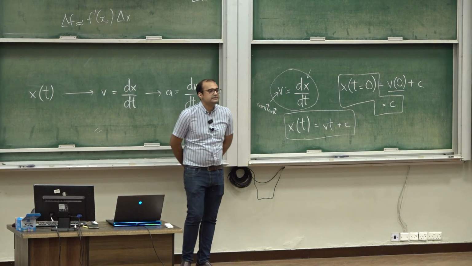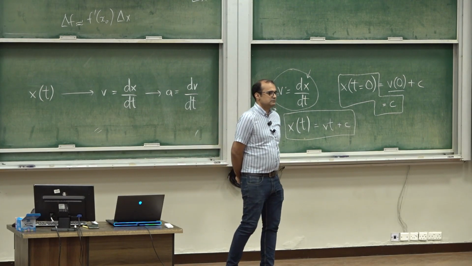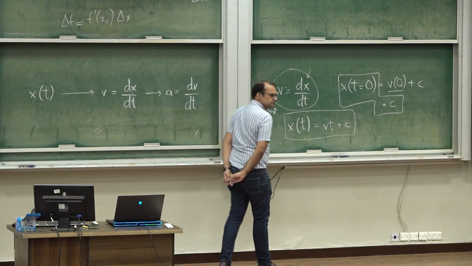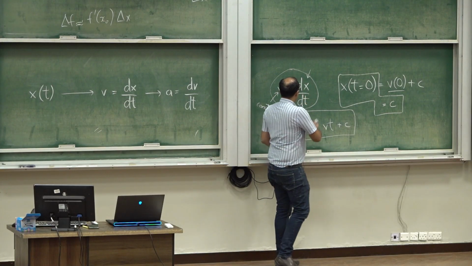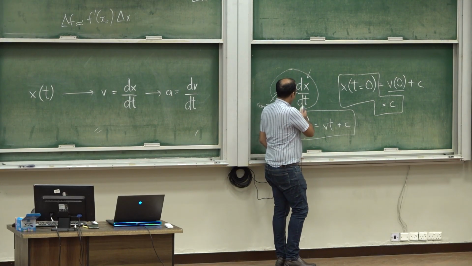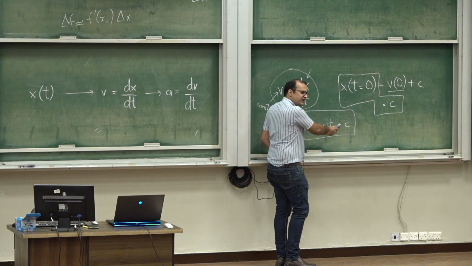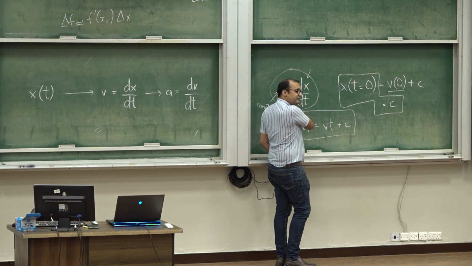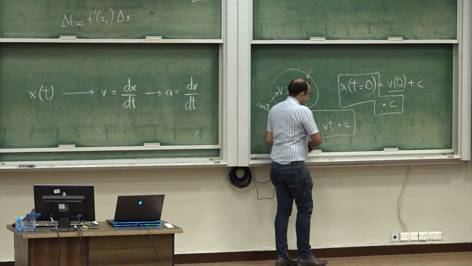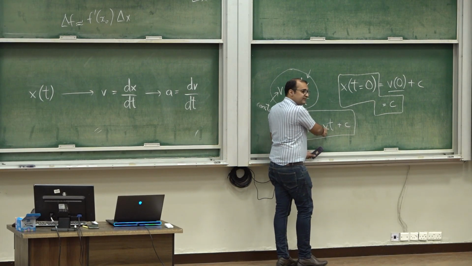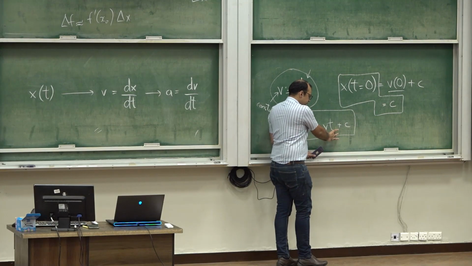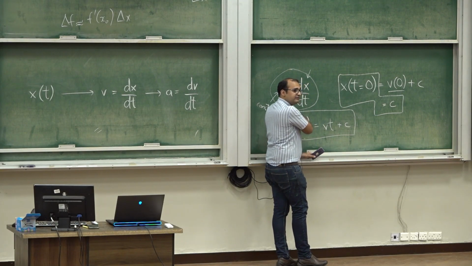Sir, can you just explain to me how you made the equation at the bottom? Yeah, this one, how you made it. Okay. You are looking to write down some function such that when you differentiate it, you get v. So if you just write down t, you get 1. So you have to multiply t with v. So if you take the derivative of this thing, you just get v.